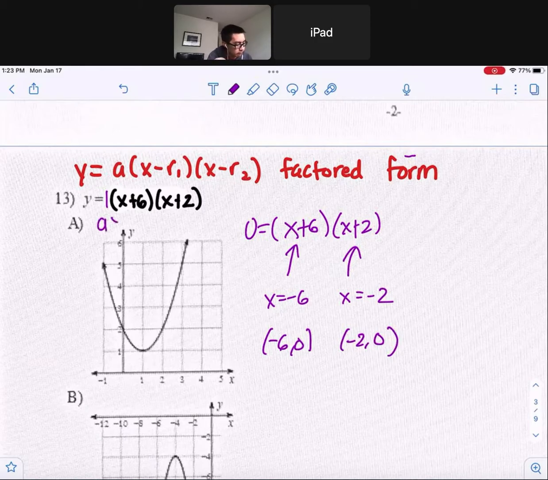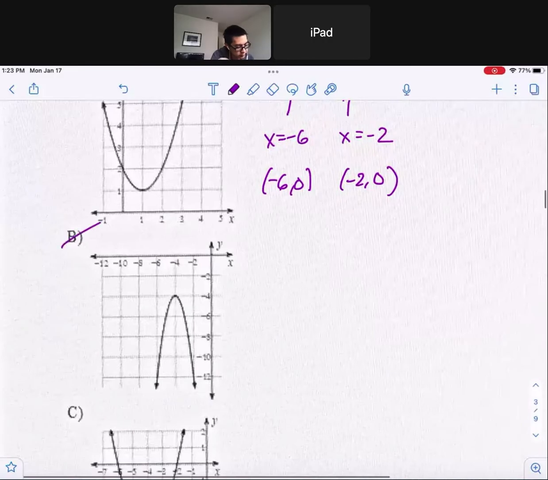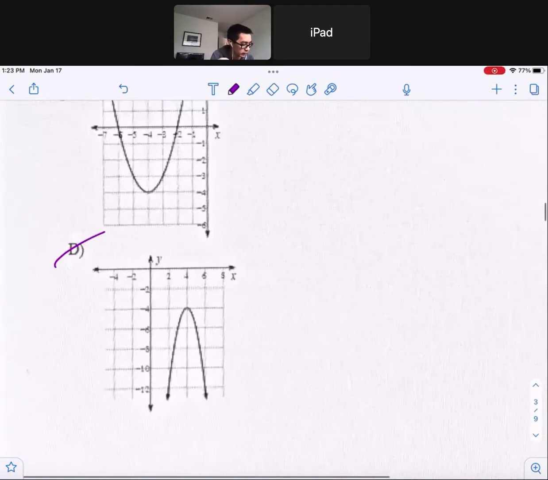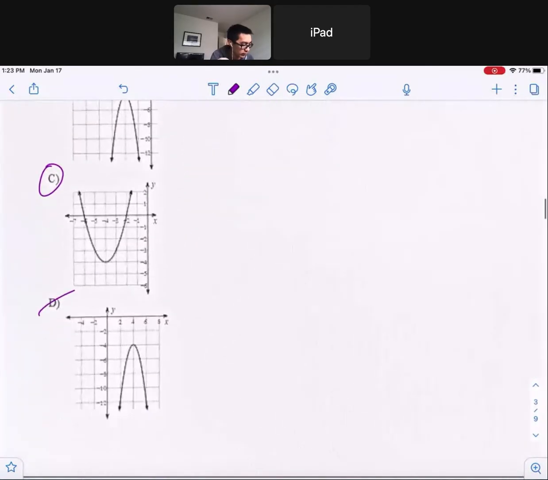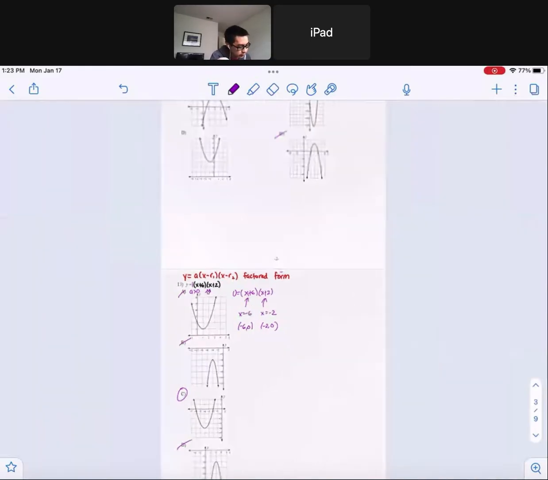And we know our a value is greater than 0, which makes it positive, so it opens up. So this one doesn't even cross the x-axis. This one doesn't even cross the x-axis. This one opens up, and look, you guys, the two x-intercepts are at -6 and -2. And D opens down, which wouldn't be positive. So there's your graphing.